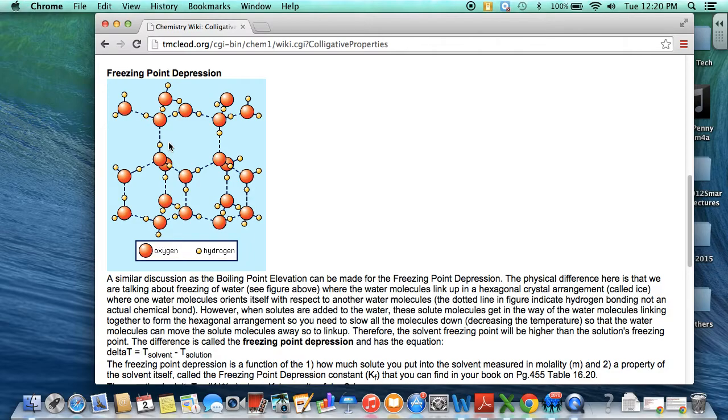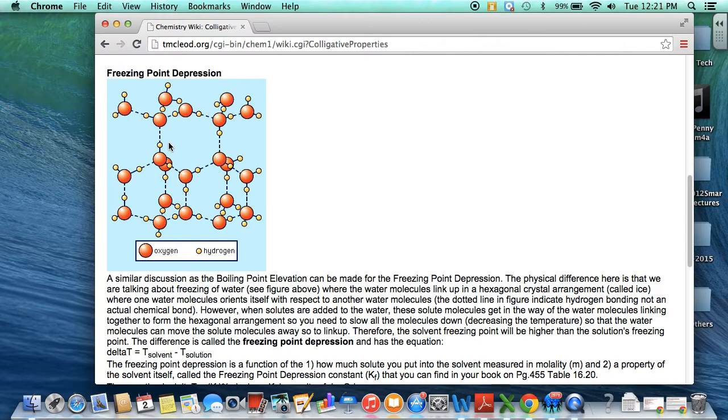So the solvent's physical property, in this case freezing point, is greater than the freezing point of the solution. And the more soluble particles you put in, the slower you have to make everybody, so you can push all the soluble particles away when the solvent particles are linking together to form the solid.